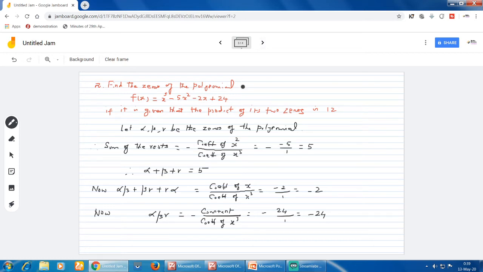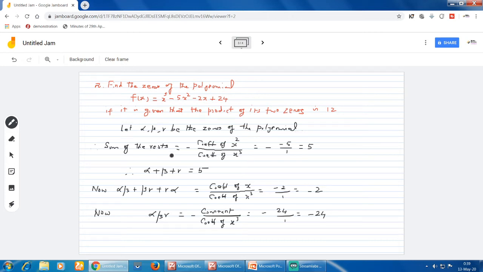So find the zeros of the polynomial. They have given f of x equal to this one. It is given that the product of two of the zeros is 12, so you have to find the other zeros. So all the zeros you have to find now. That means suppose I take alpha, beta, gamma as the zeros of the given polynomial.